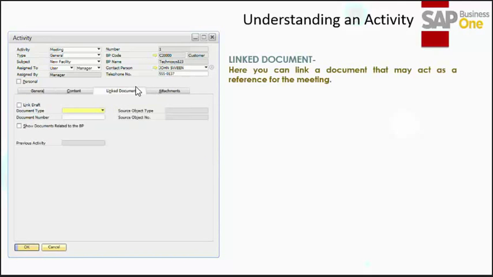Here you can link a document that may act as a reference for this meeting. You can use this tab to link a document to an activity. You can use this tab to view the linked sales opportunity or service call or any other document that is associated with this activity. You can view the base activity.